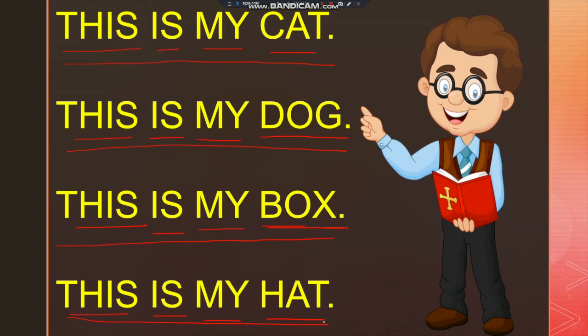Very good job, friends. In these 4 short sentences, I have used the same set of sight words, that is, this is my. And then we have changed the family. I am sure you all have practiced this a few times now. Let's go and see the next one.